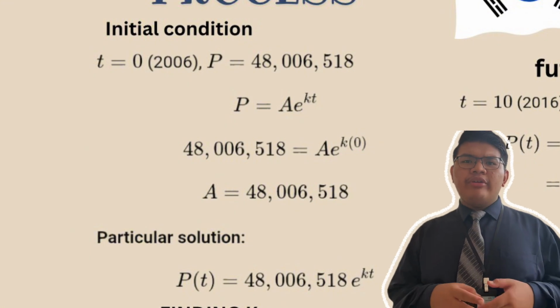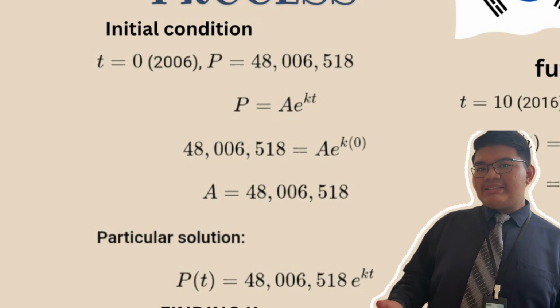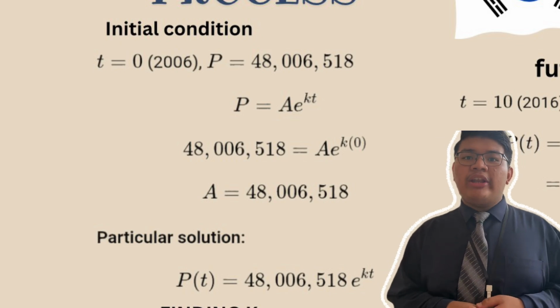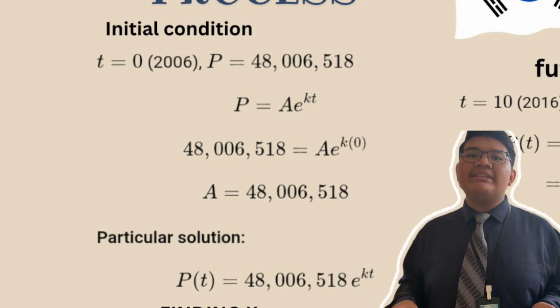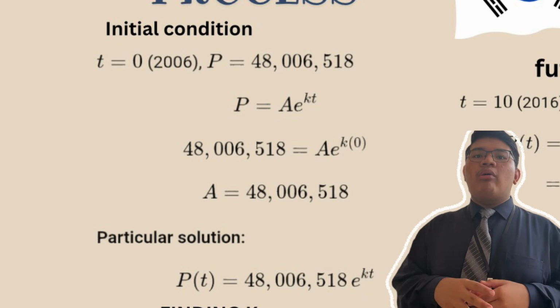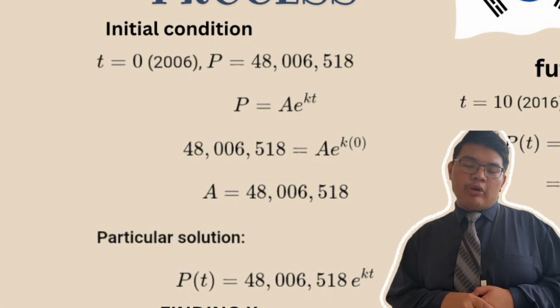Now we apply real world data to find our specific values. We set our base year t = 0 as the year 2006, where the population was 48,006,518. By plugging these into our formula, we find that our constant A is equal to the initial population.